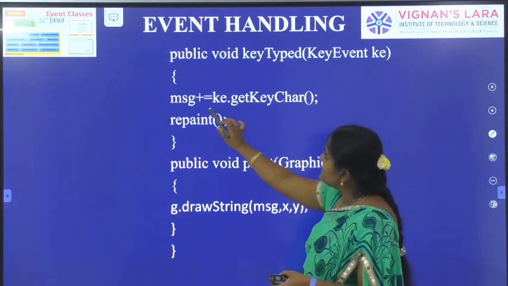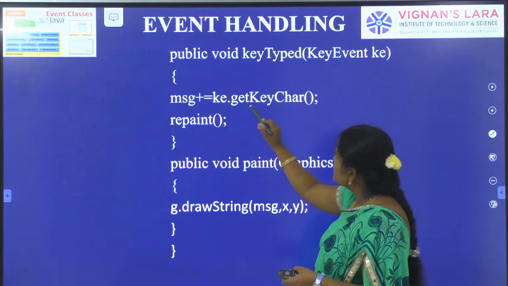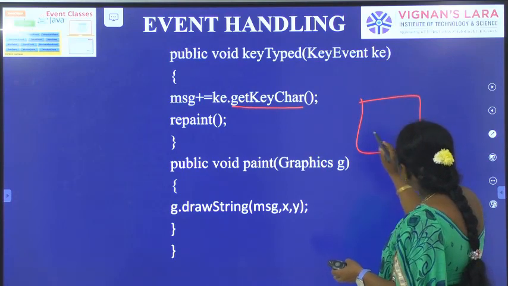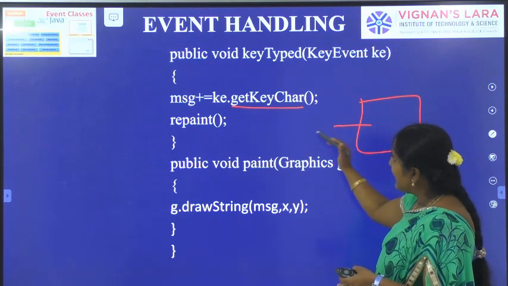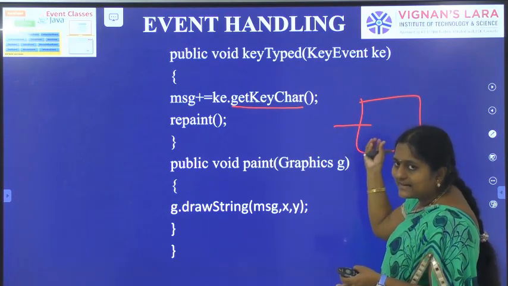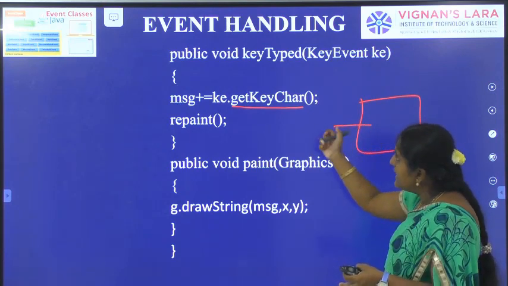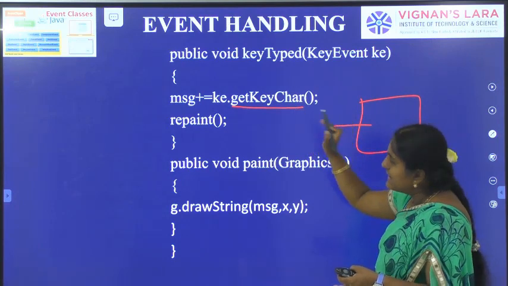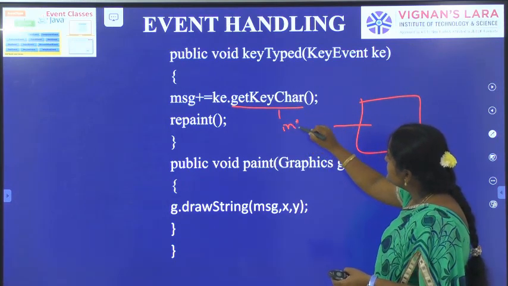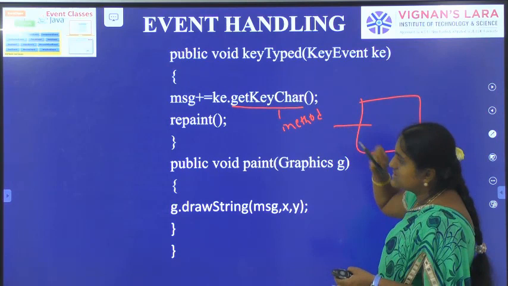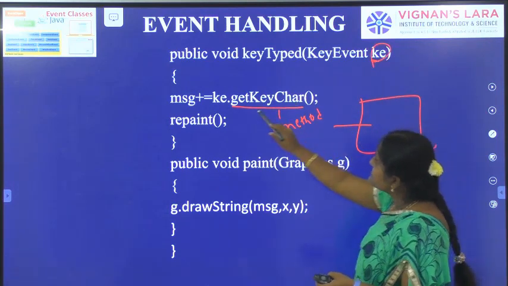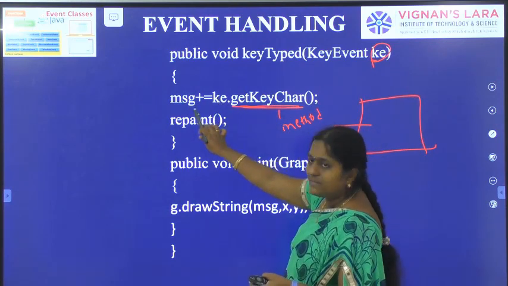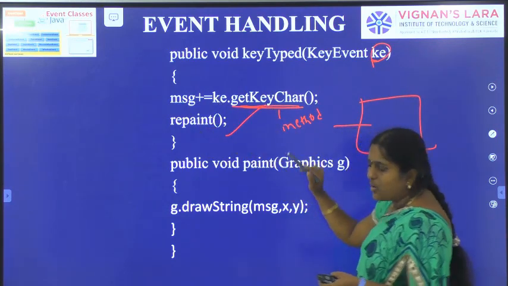So here message plus equal to ke.getKeyChar. So we have to read keys. On the keyboard, a number of keys are available. We can access characters, keys on the keyboard, with the help of the getKeyChar method. getKeyChar is a method present in the KeyEvent class. With the help of this object reference, we can access the getKeyChar method, so ke.getKeyChar, and it will be stored in message. Next, call the repaint method.